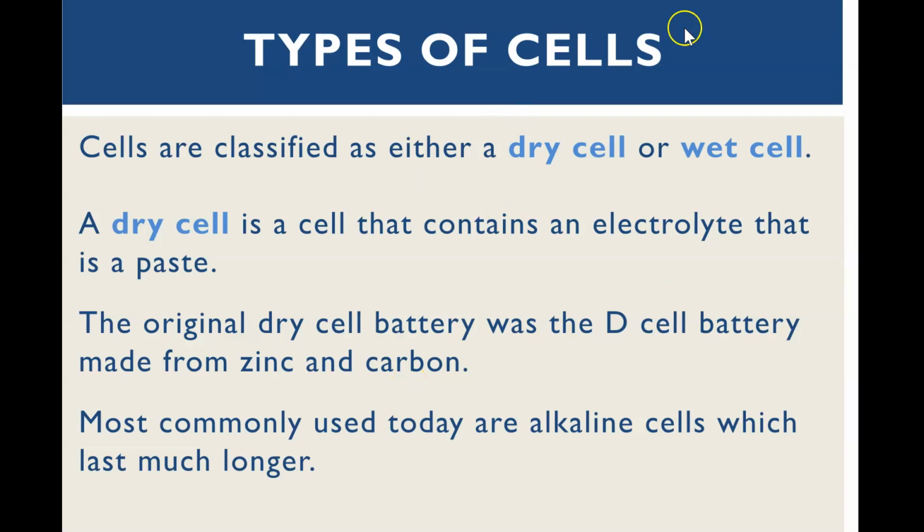So there are two types of cells. Cells are classified as either dry cell or wet cell. And a dry cell is a cell that contains an electrolyte that is in a paste form.